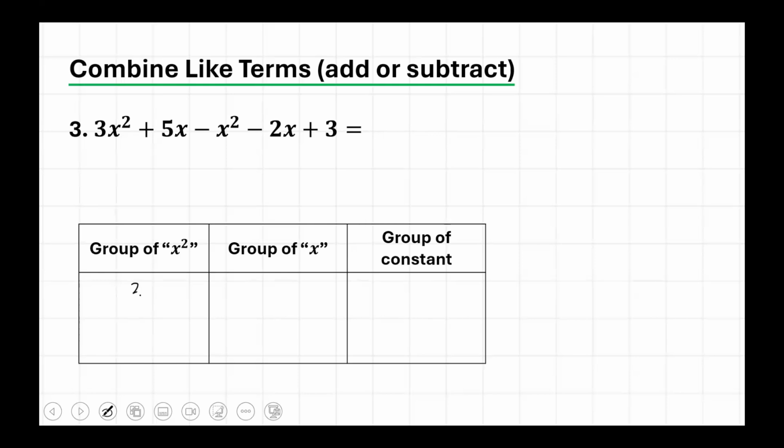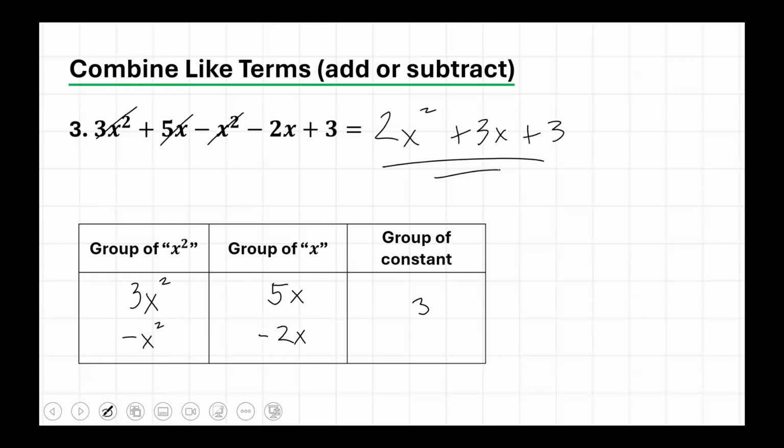So let's write the group of x squared: 3x squared, then we have negative x squared. Then for the group of x, we have 5x and negative 2x. For the group of constant, we have only 3. Then we can combine like terms since we already know the groupings. We have 3x squared minus x squared is 2x squared. Then 5x minus 2x is 3x, plus 3. And that's our answer.